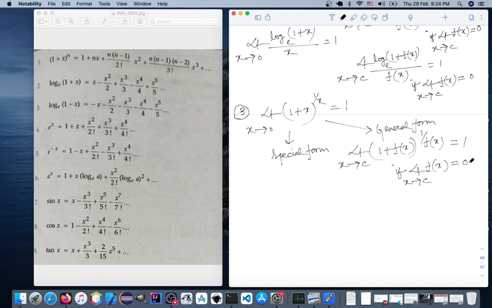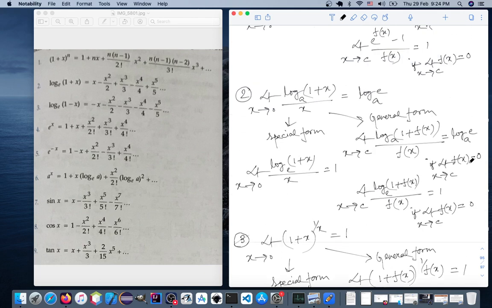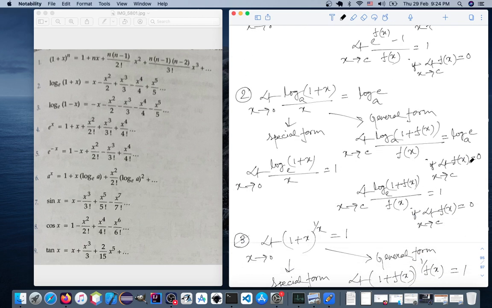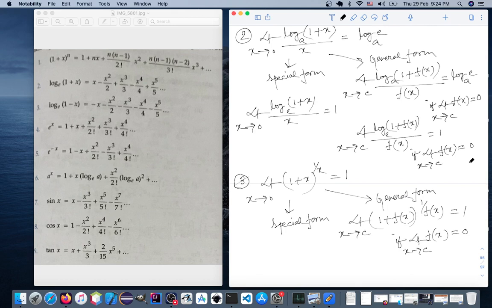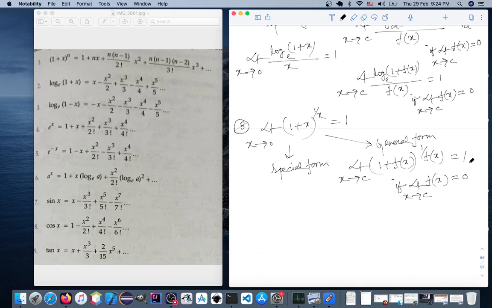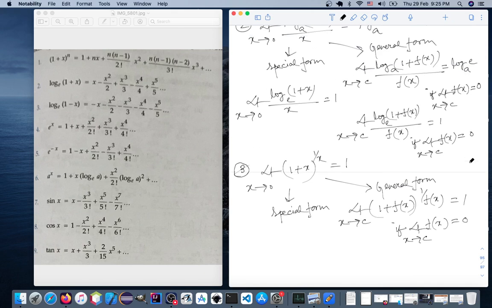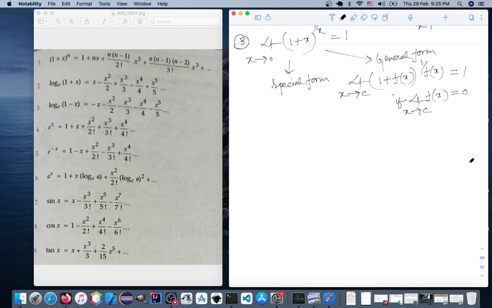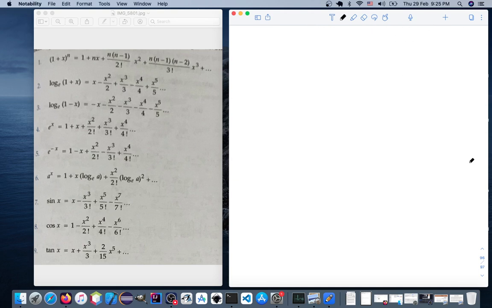So these are the standard results that we will apply for solving problems on exponential and logarithmic functions. Now, a general strategy for solving this kind of limits is best understood by trying to solve some problems, and then we will discuss the strategy.